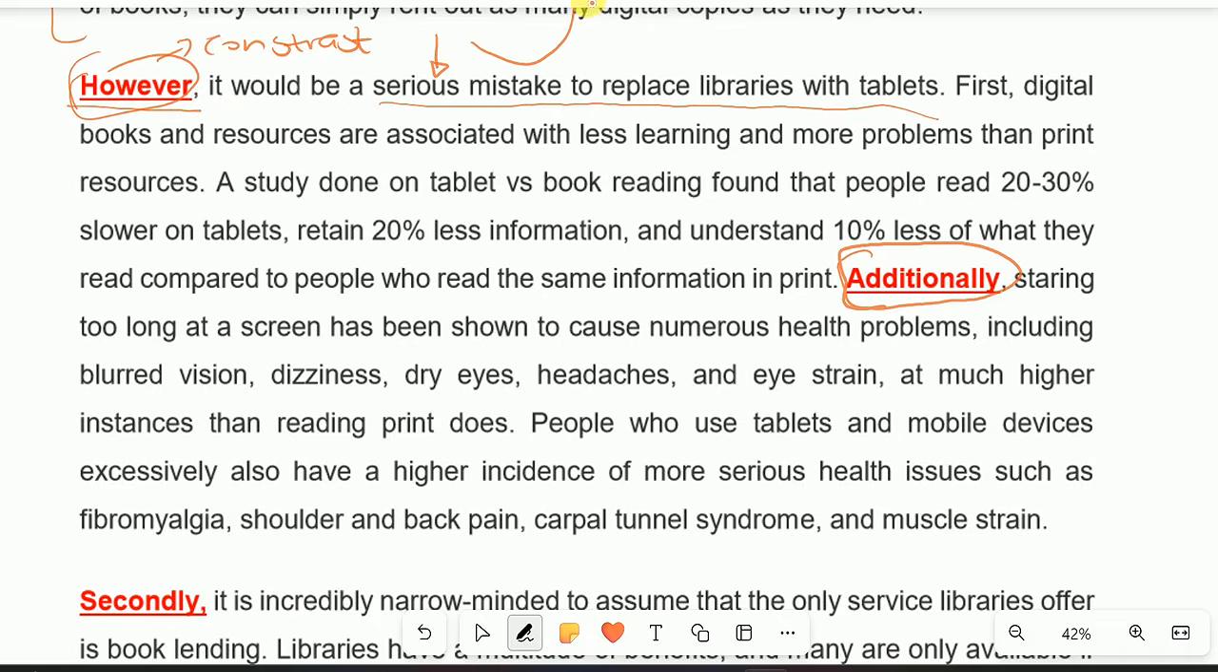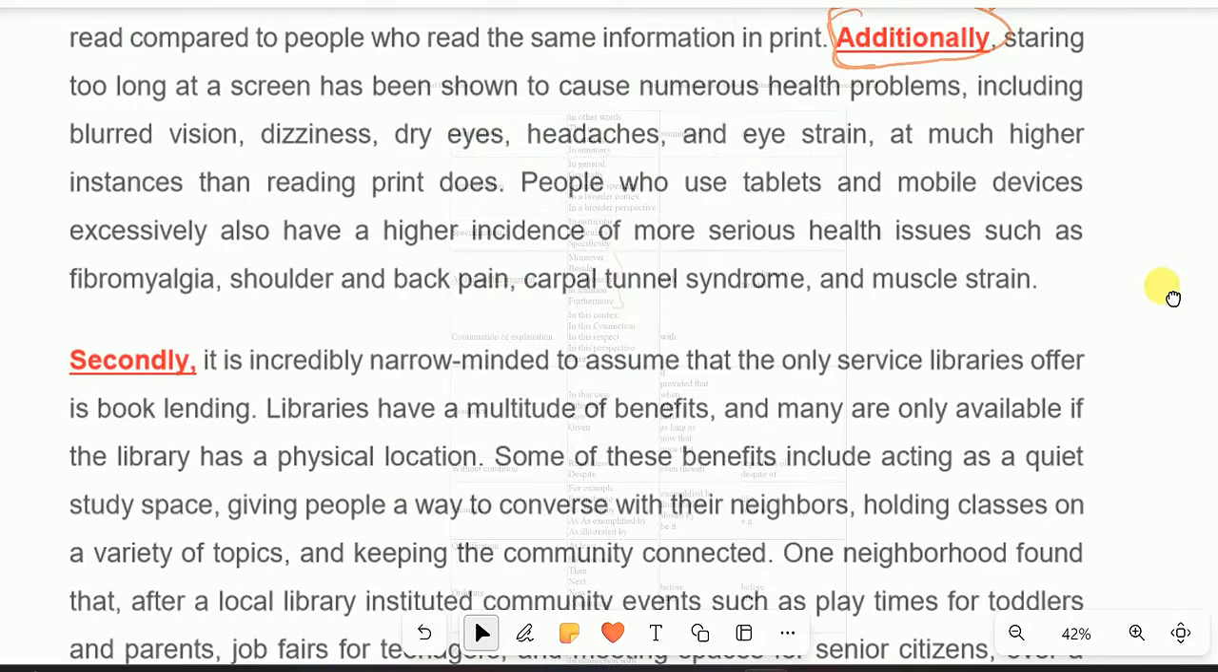Continuing. To say additionally, comma, this is a logical connector: staring too long at a screen has been shown to cause numerous health problems, including blurred vision, dizziness, dry eyes, headaches, and eye strain, at much higher instances than reading print does. People who use tablets and mobile devices excessively also have a higher incidence of more serious health issues such as fibromyalgia, shoulder and back pain, carpal tunnel syndrome, and muscle strain. Now, you still want to substantiate further.